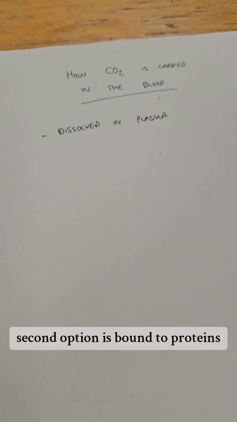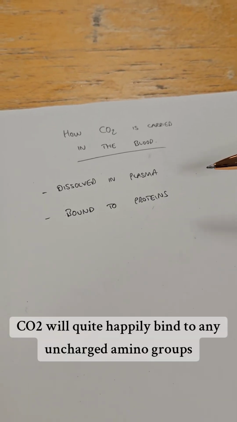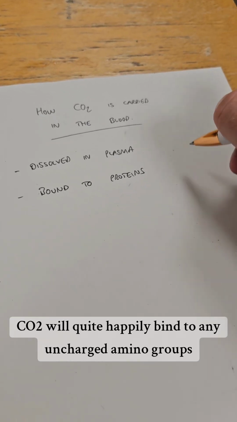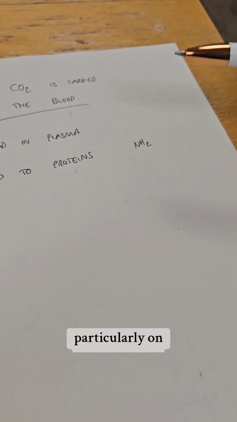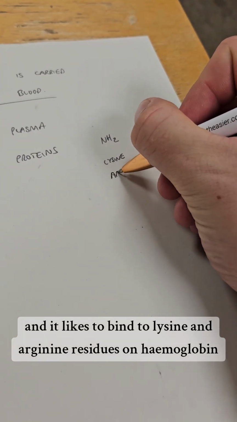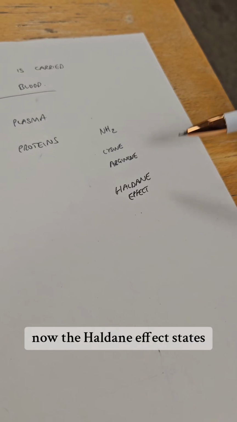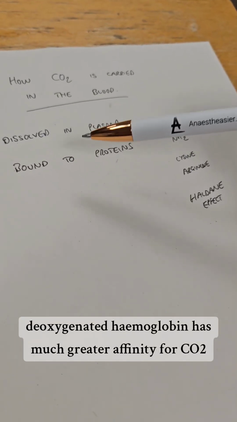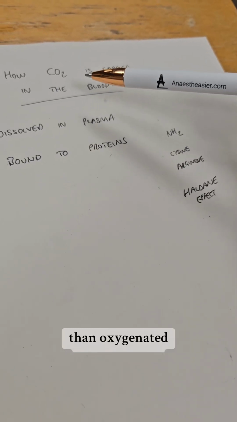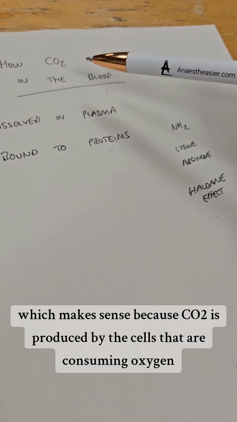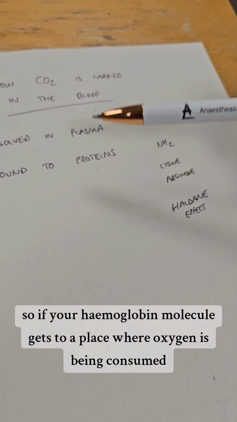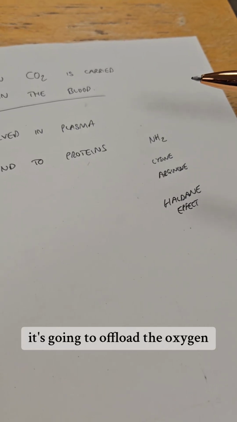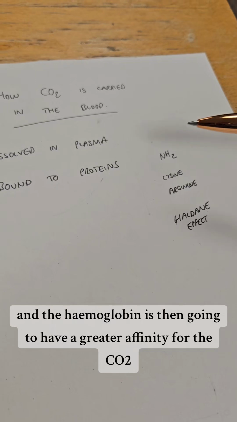Second option is bound to proteins. CO2 will quite happily bind to any uncharged amino group, so that's NH2, that it can find, particularly on hemoglobin, and it likes to bind to lysine and arginine residues on hemoglobin. Now the Haldane effect states deoxygenated hemoglobin has much greater affinity for CO2 than oxygenated hemoglobin, which makes sense because CO2 is produced by the cells that are consuming oxygen. So if your hemoglobin molecule gets to a place where oxygen is being consumed, it's going to offload the oxygen, and the hemoglobin is then going to have a greater affinity for the CO2, which is helpful.